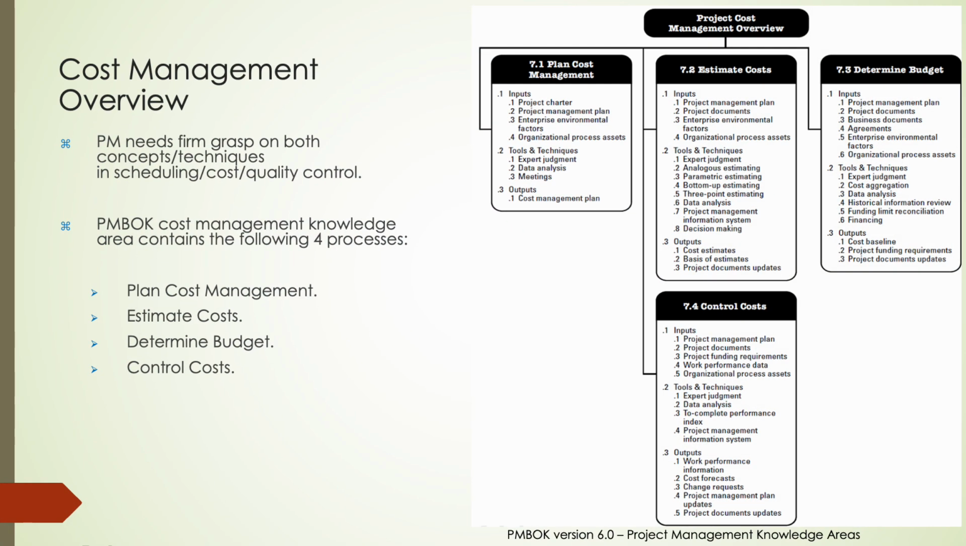Mastering project budgeting and cost control isn't just a skill, it's the backbone of successful project management. Without a firm grasp on these critical processes, even the most well-planned projects can spiral into financial chaos. The PMBOK framework outlines 4 key steps: plan cost management, estimate costs, determine budget, and control costs. 3 of these happen during planning, setting the foundation, while the 4th, control costs, kicks in during execution, ensuring every dollar is tracked and optimized.